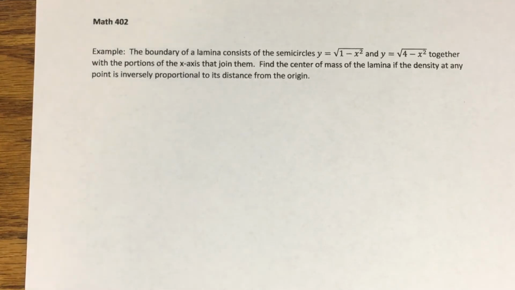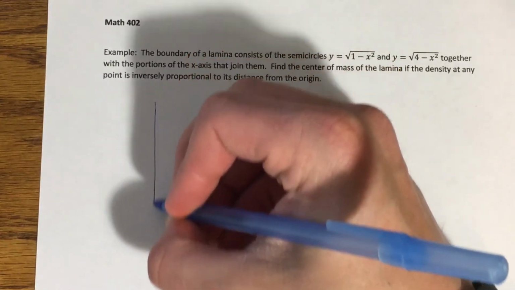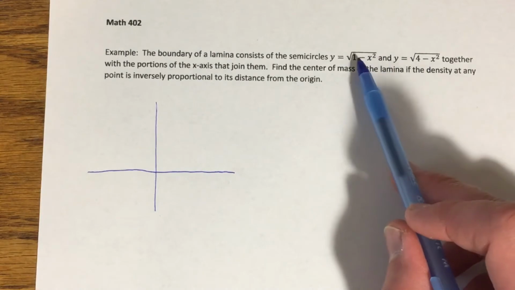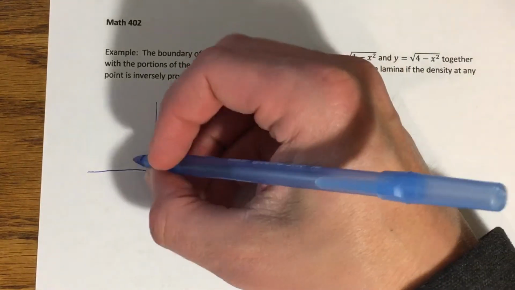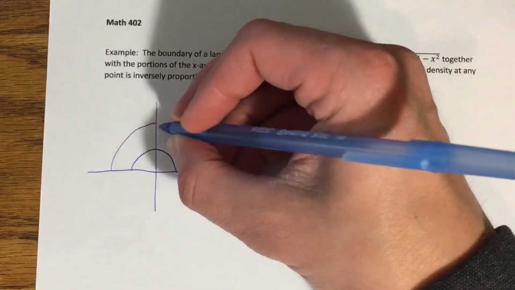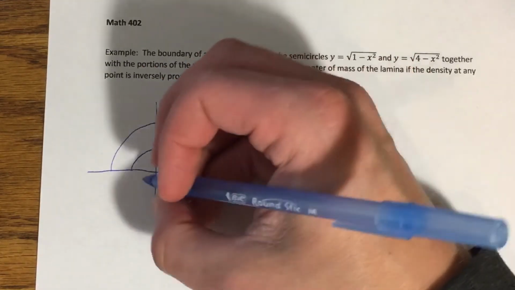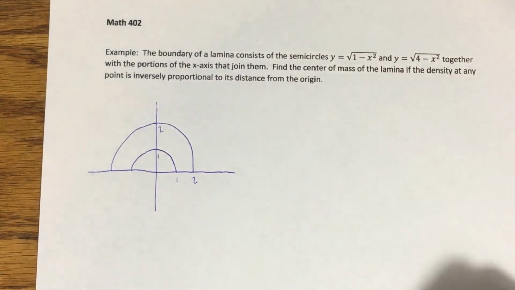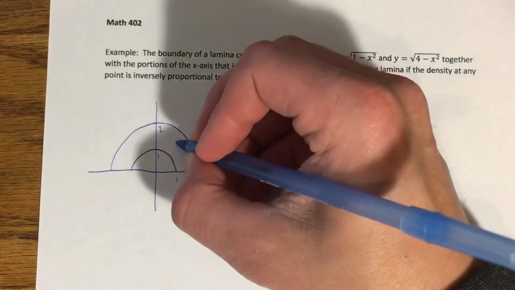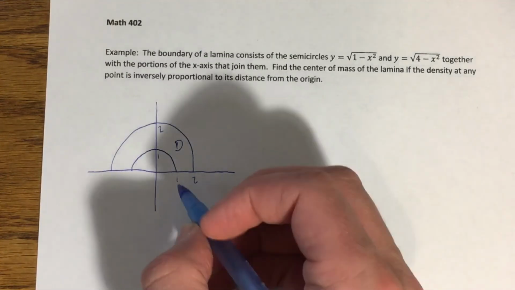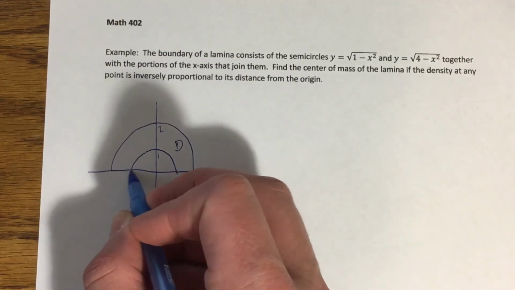So the first thing I want to do before we come up with what that density function should look like is sketch the region, sketch the lamina D. So it's two semicircles centered at the origin, one with a radius of 1, one with a radius of 2. So I get this kind of semicircular annulus type thing. That's not really what I want to call that, but like half of an annulus. Okay, so this is the region D that we're going to use here. And when it says together with the portions of the x-axis that join those two semicircles, it's talking about these portions right here.